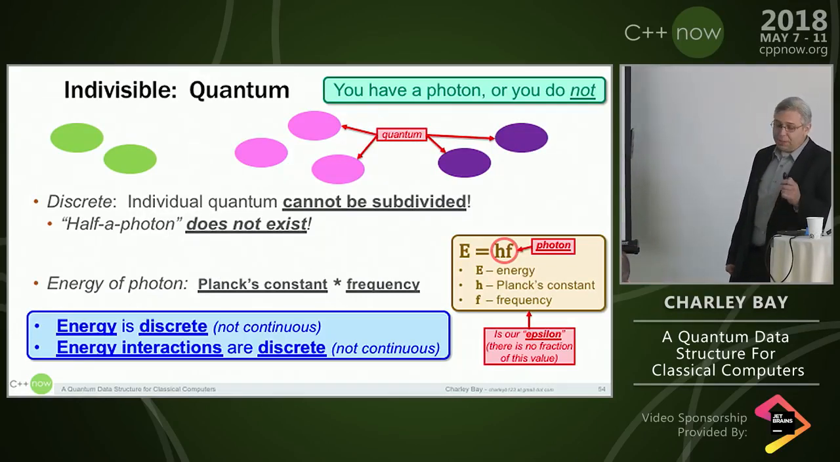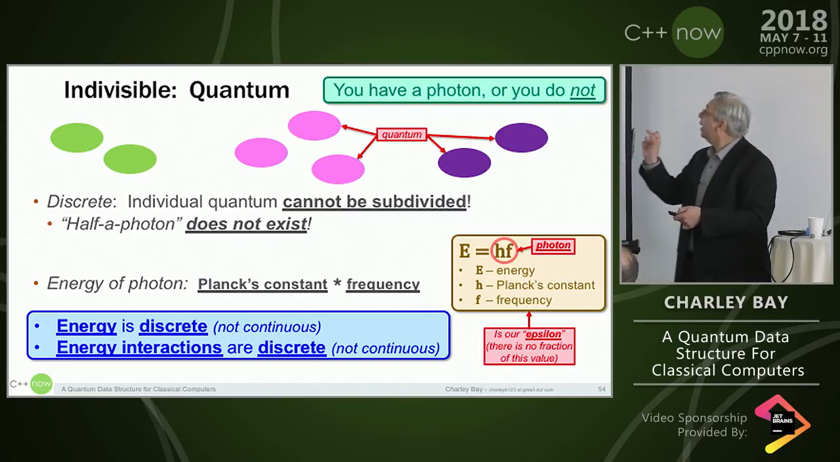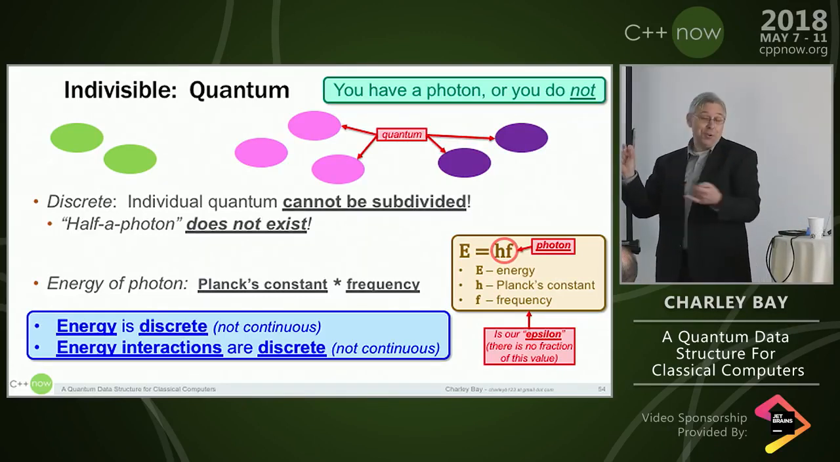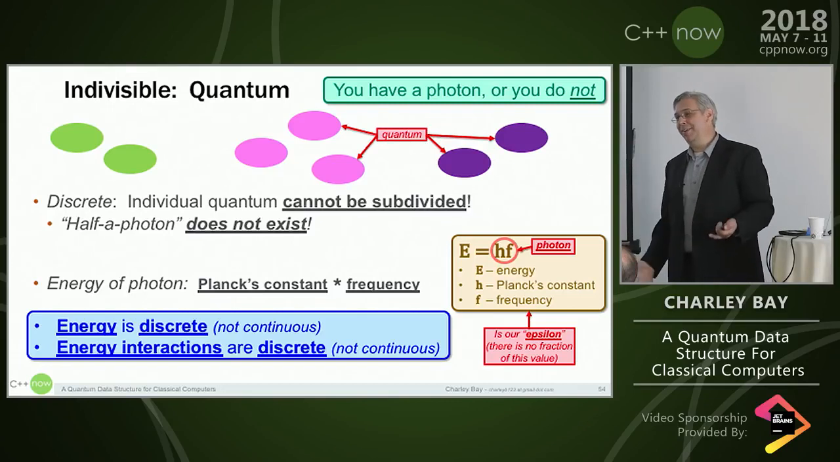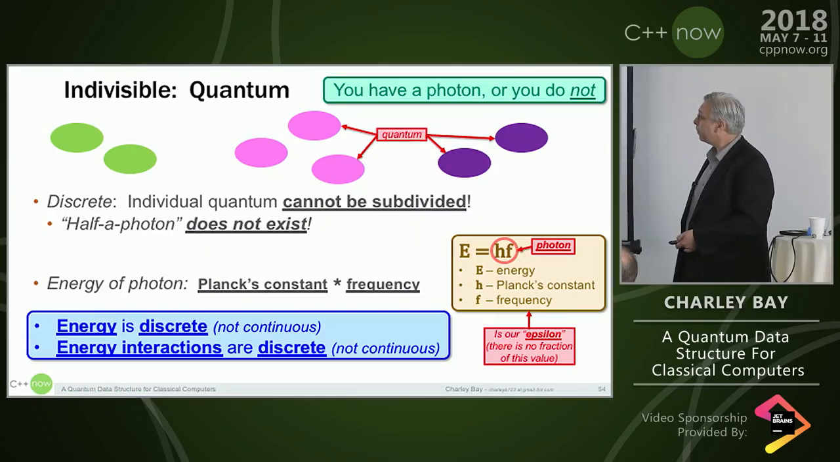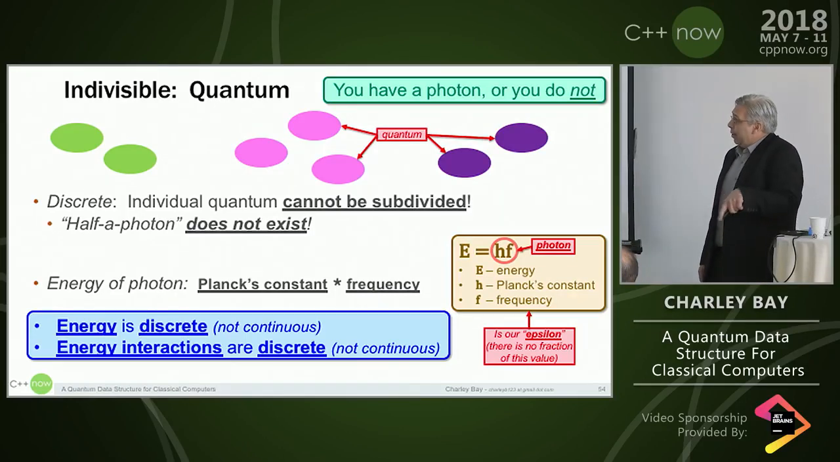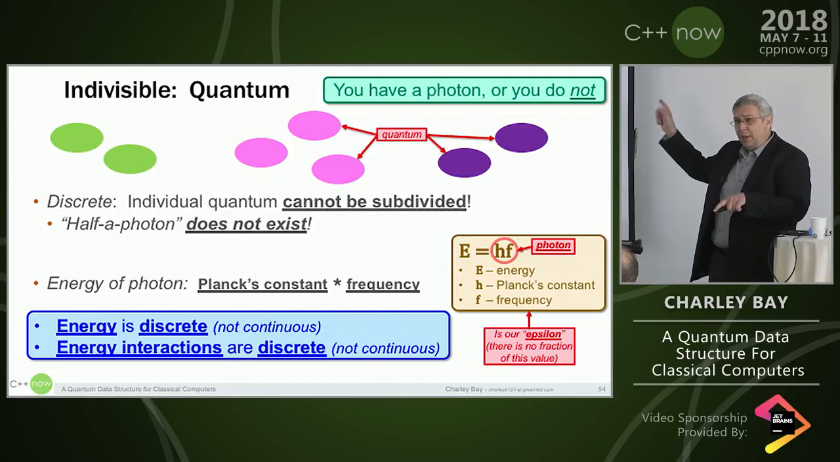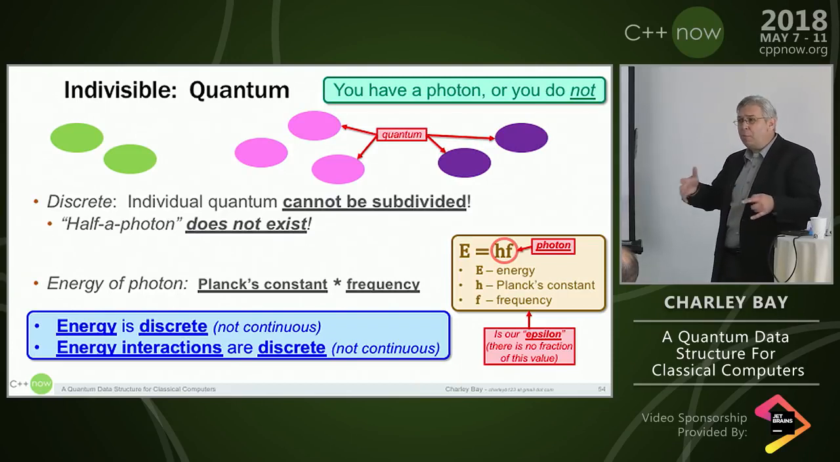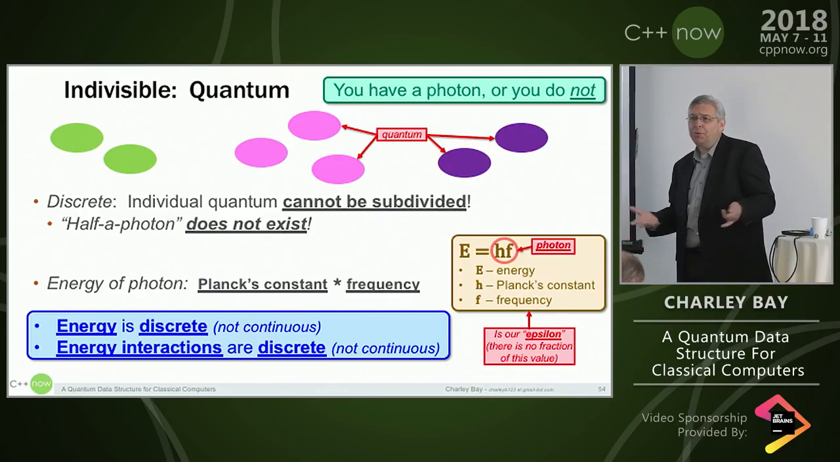So indivisible, quantum: you have a photon, hf, and it's your photon, or you don't have it. You either have it or you don't. It's not like half of one. You can't have half of one. It cannot be subdivided. There is this Planck's constant thing going on, but we kind of know this wave-particle duality now, which we now know applies to pretty much everything because mass is arbitrary. There is no true mass of anything. It's variable. Energy is discrete. We know that to be true.